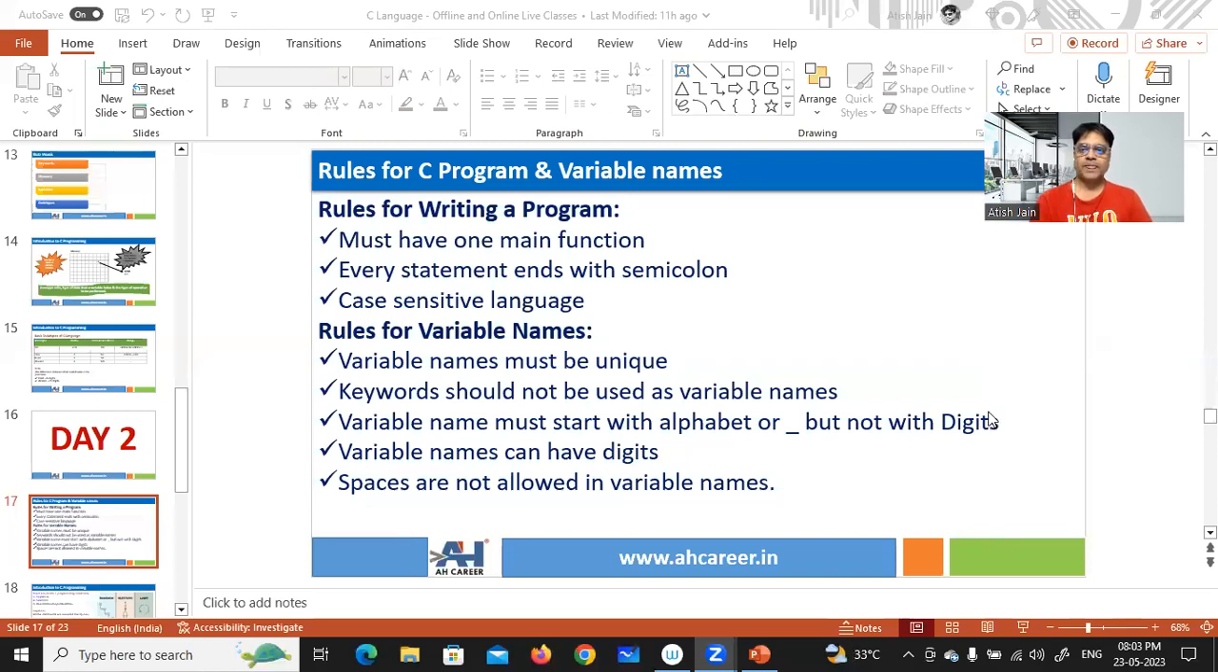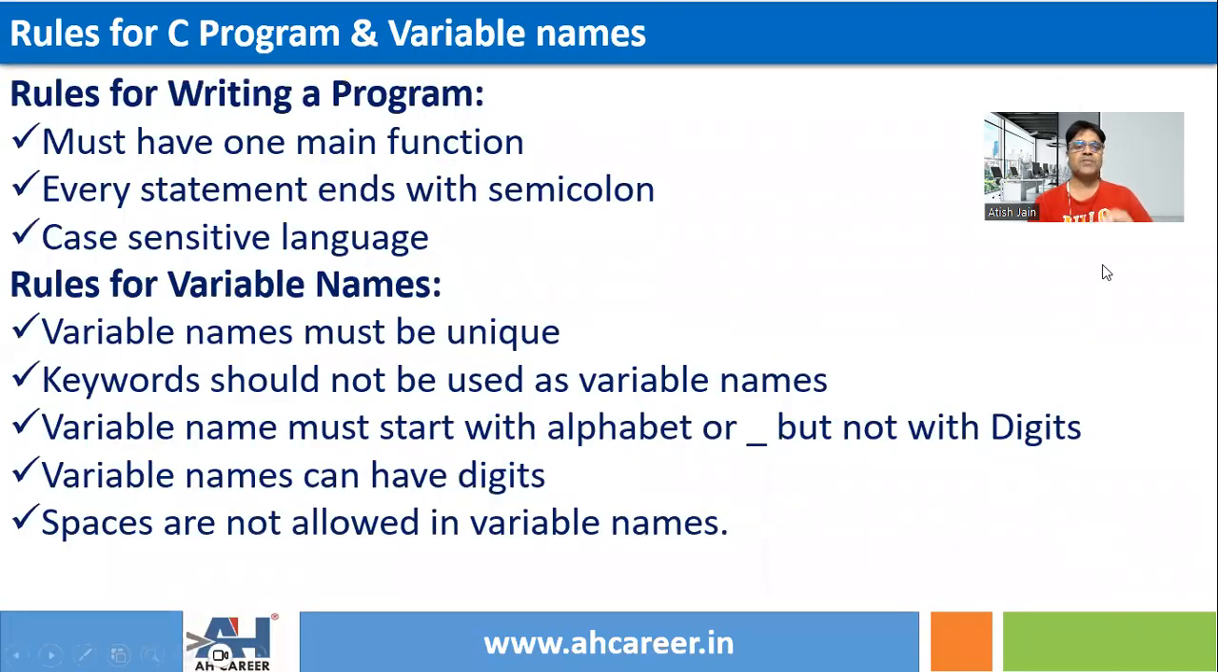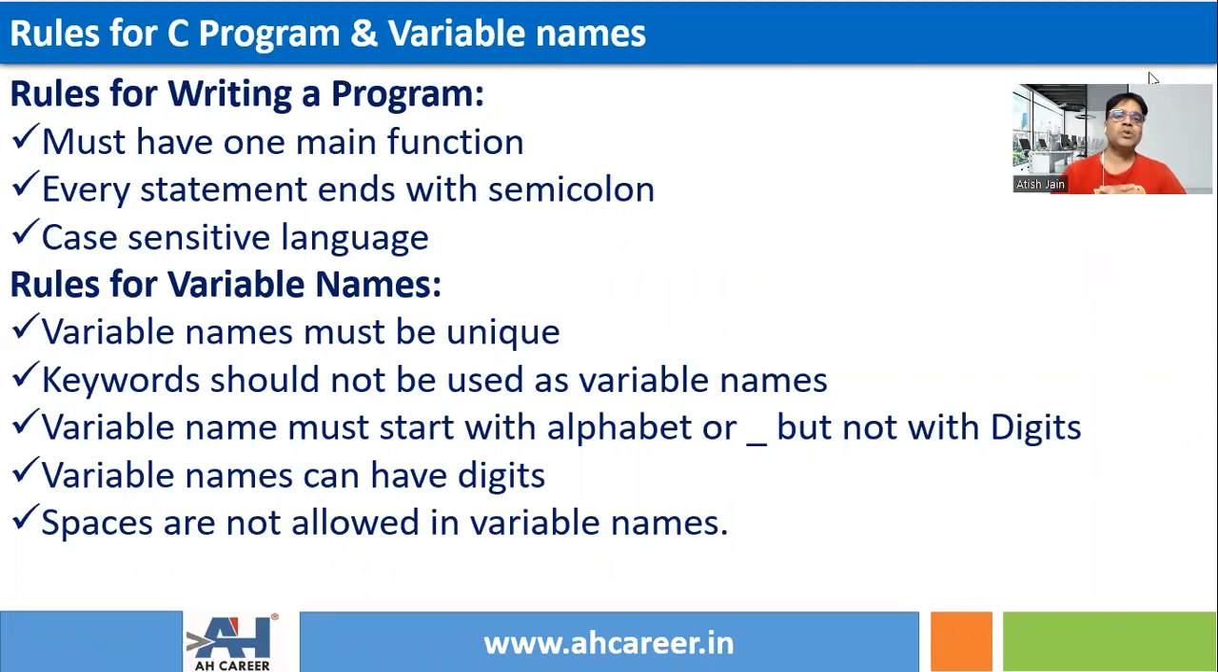So guys, before we start writing programs in C language, let's try to understand a few guidelines. We need to know the guidelines for writing programs as well as for declaring variables, because every program requires a lot of variables to be declared. So the guidelines for writing programs are: every program should have exactly one main function. Every statement in the program should be terminated by a semicolon.